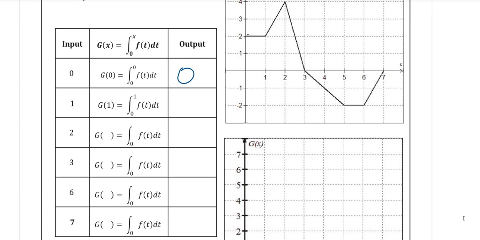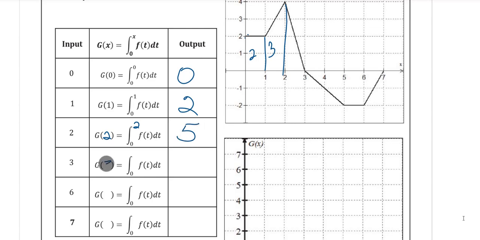Okay, next piece. G of 1. So we need this rectangle right there, which is a 1 by 2 rectangle, so it is going to be 2. The next piece, the input is 2. We don't have everything filled out this time, so we're going to put our 2 here, and that means our integral is going to be 2. So we can add on this trapezoid to what we already did, and that trapezoid is 3 units. This is 2. So adding those together, we get a total of 5 square units.